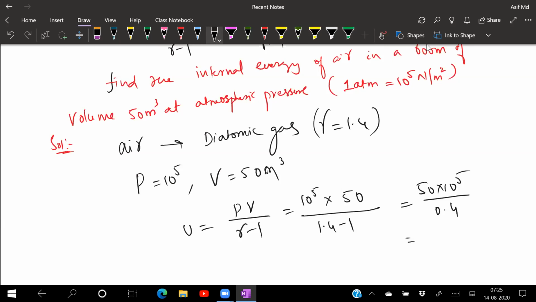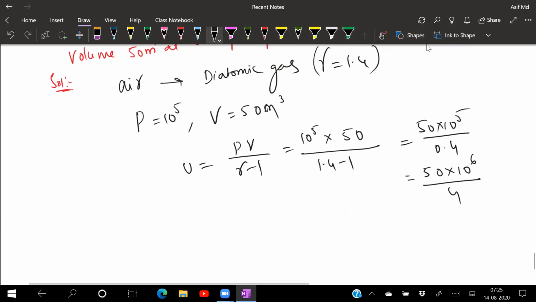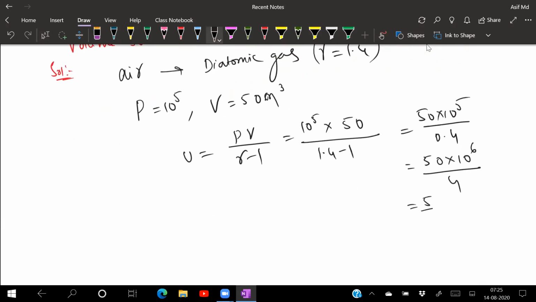So this becomes 50 into 10 to the power of 6 divided by 4. Can I write it like that? Because we are taking the 10 to the power of 5 by 0.4, which is equal to 5 by 4 into 10 to the power of 7. So this is your answer. 5 by 4, I can still write as 1.25 into 10 to the power of 7 joules.